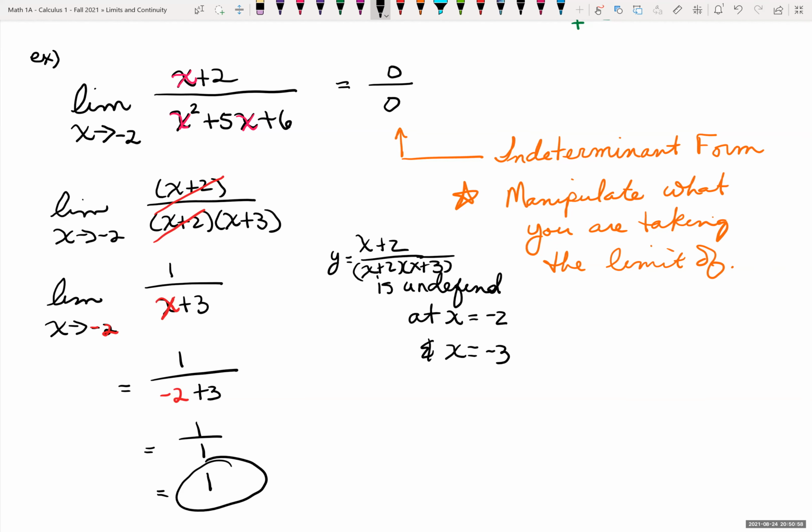So it's undefined there, and we talked about how limits can exist even if the function is undefined at a value. What's happening as we get closer and closer to this open circle at x equals negative 2 is that our y value is getting closer and closer to 1.